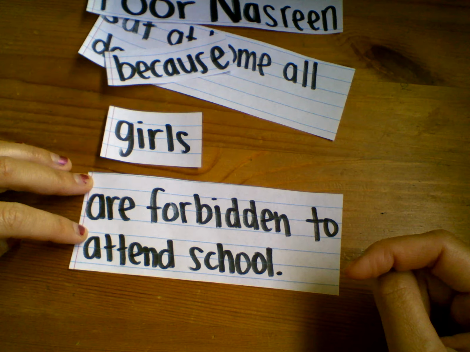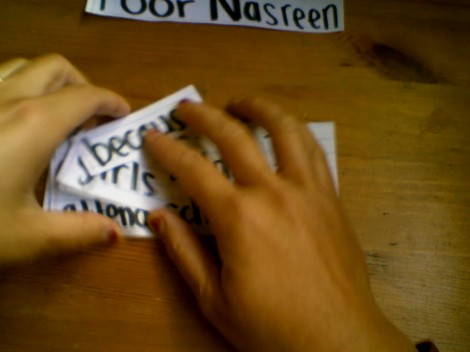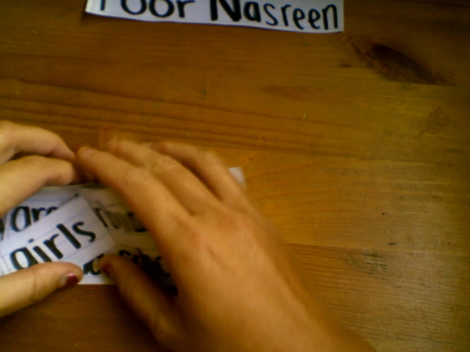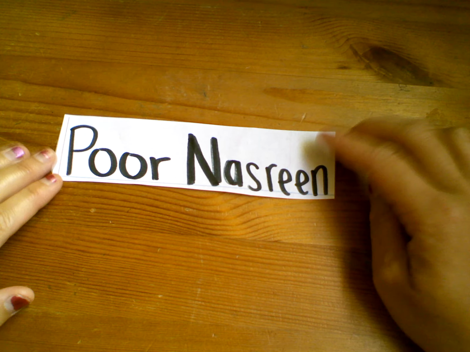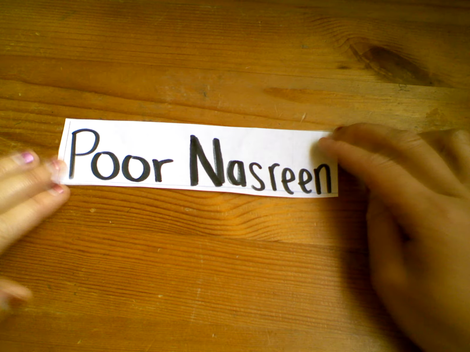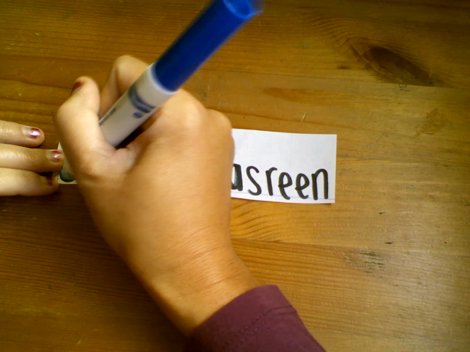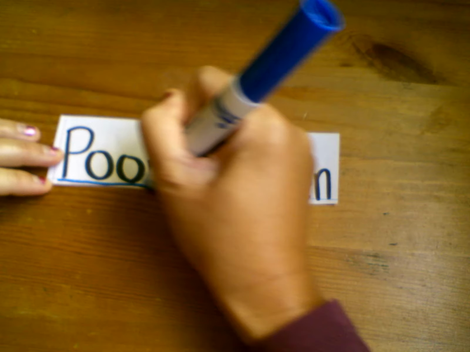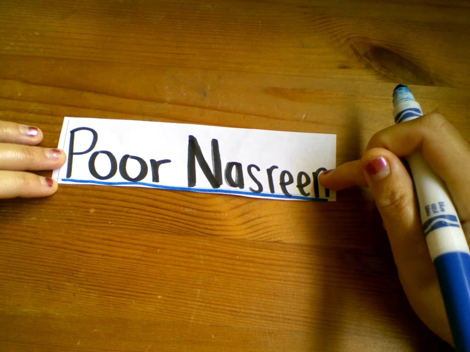Okay, with our language dive, we're going to take the sentence apart chunk by chunk. So I'm going to scoot these to the side. We're going to look at the first chunk. Our first chunk here says, poor Nasserine. What is this sentence about? Good. So if you said the sentence is about Nasserine, you are correct. I'm also going to underline the sentence in blue. Okay, so Nasserine is our character.